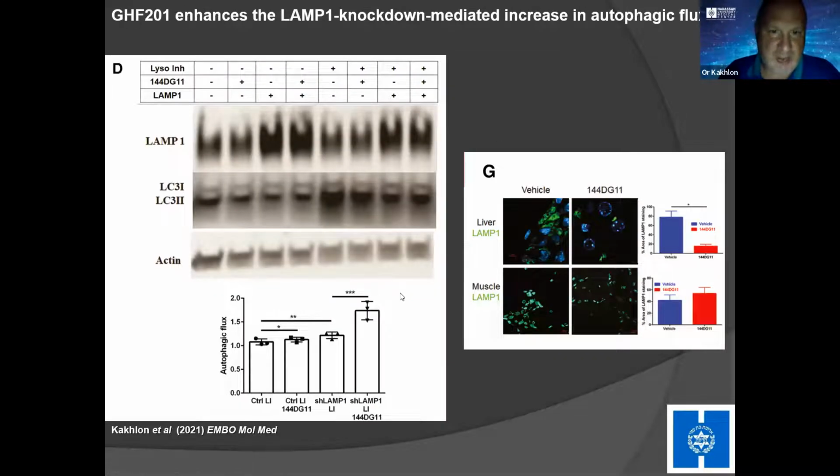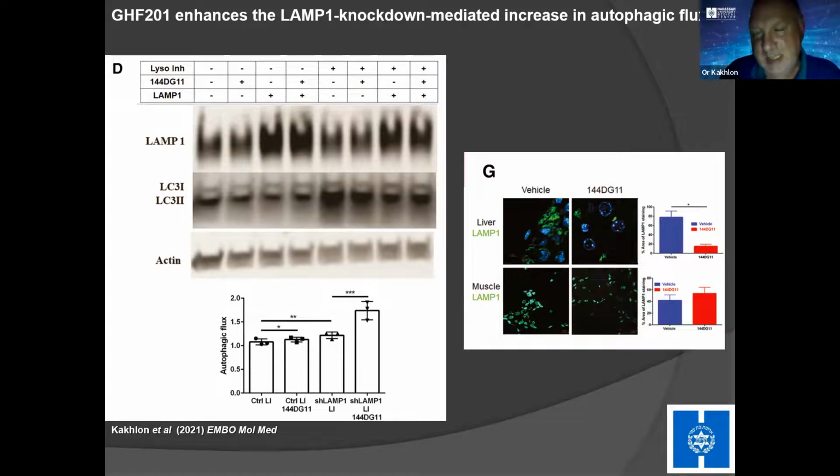Actually, the mechanism of action that we have is that GHF201 is an inhibitor, or it reduces the level of LAMP1. Okay, so if this is the case, when we just knock down LAMP1, we should get the same effect. And indeed, if you look at the autophagic flux that I just explained, you see that knockdown of LAMP1, this is quantification of what you see here, indeed increased the autophagic flux. And when on top of the knockdown, you also add GHF201, there is even a further increase in autophagic flux.